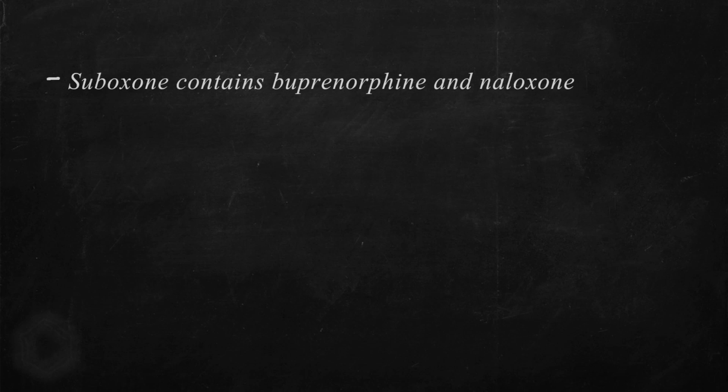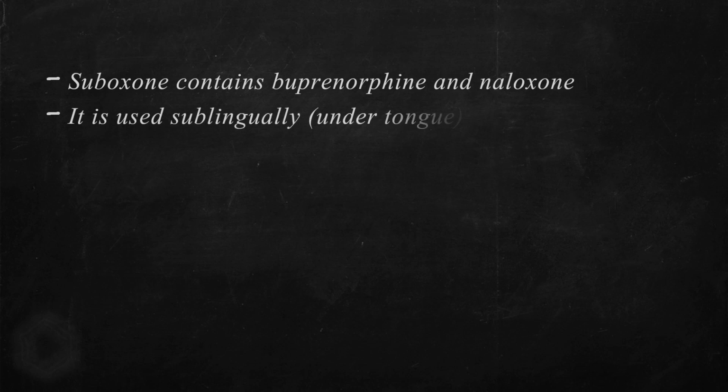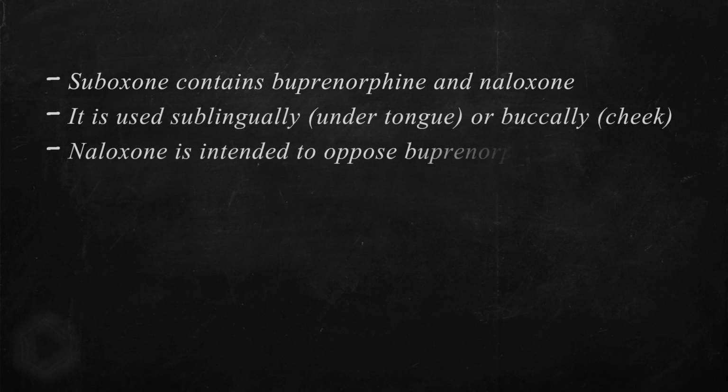Now let's get some important background information out of the way. Suboxone contains buprenorphine and naloxone. It is used sublingually, which is under the tongue, or buccally, which is in the cheek. Naloxone is intended to oppose buprenorphine if injected IV to prevent euphoria and therefore minimize abuse potential, as well as reduce the risk of respiratory depression. However, whether this goal is actually realized is the subject of controversy.